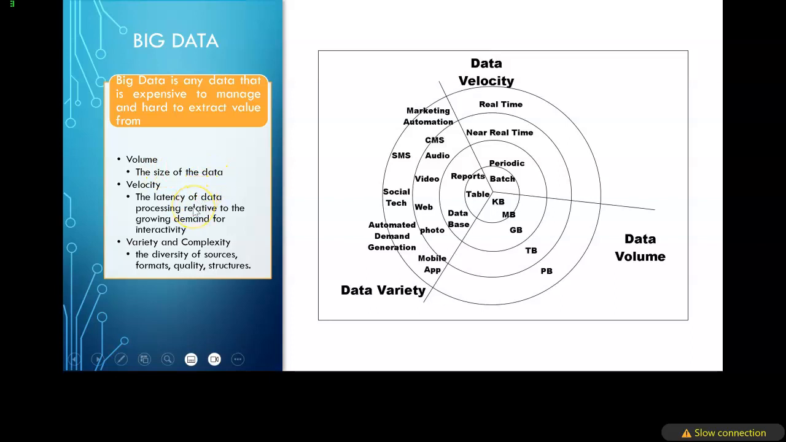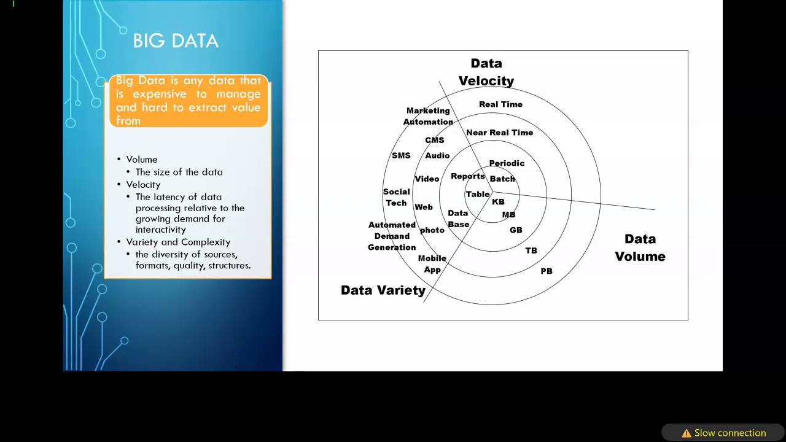It looks at the velocity relative to the growing demand for interactivity of the data. So if the data is becoming large, accumulating each and every day, then there will be a variety of data. Now, we are looking at the differences and the complexity, how difficult it is to extract this data from one another. Now, let's look at Twitter.